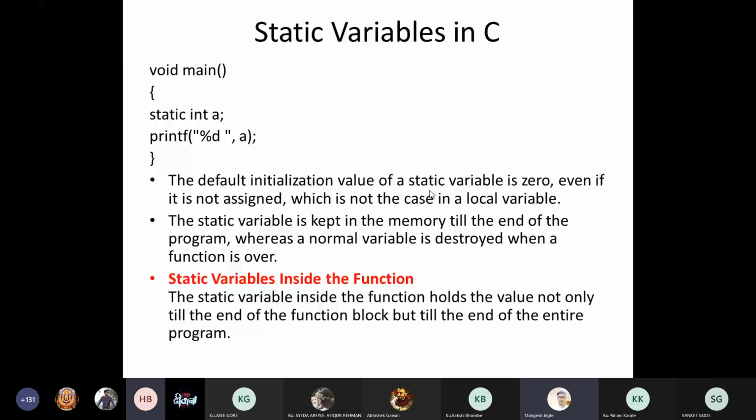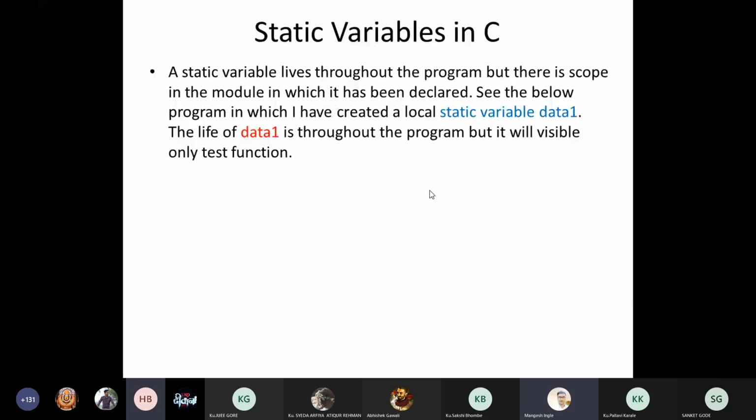The static variable lives throughout the program, but there is a scope in the module in which it has been declared. Meaning the scope of a static variable is like a global variable. You can access a static variable from anywhere when its scope is throughout the program. See the below program in which I have created a local static variable, a data one. The life of a data one is throughout the program, but it will be visible only in the test function. Just concentrate with the help of this program. This is an important point, and then we can prove that point with the help of the program.